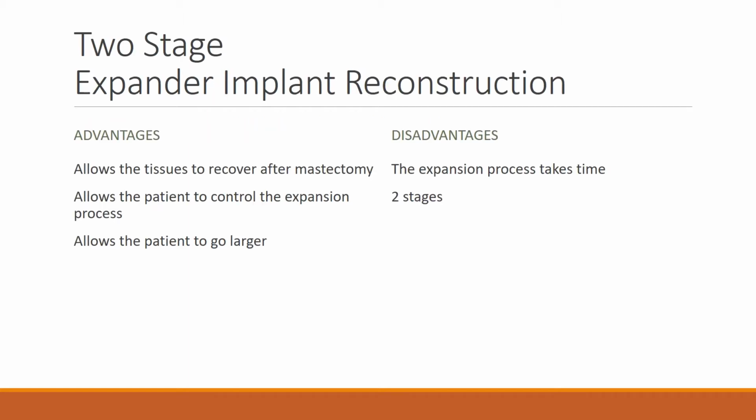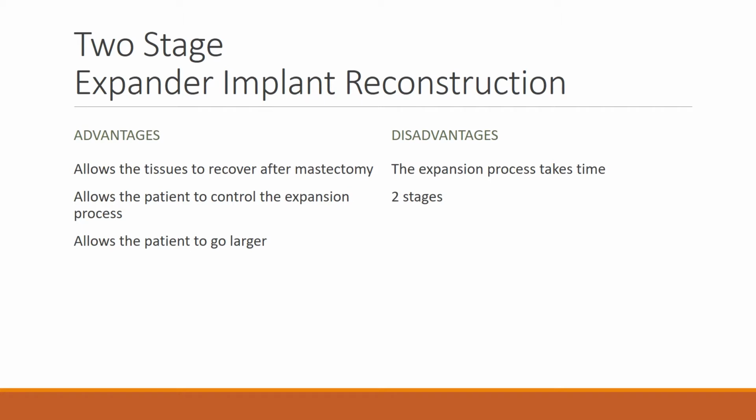Typically, when you talk about implant-based reconstruction, it is done in two stages. The first stage is when the mastectomy is performed by the breast surgeon, and a plastic surgeon comes in and places a tissue expander into the pocket of your breast. When you wake up, you're essentially flat. Then you undergo a series of expansions, typically on a weekly basis, to stretch the overlying tissues. Once the stretching is completed, you go back to the operating room to remove the tissue expander, and this is replaced with your implant. There are certain advantages and disadvantages to this two-stage expander implant reconstruction.